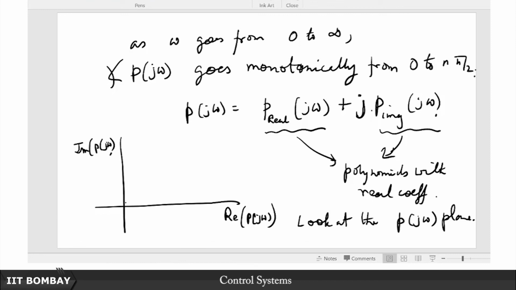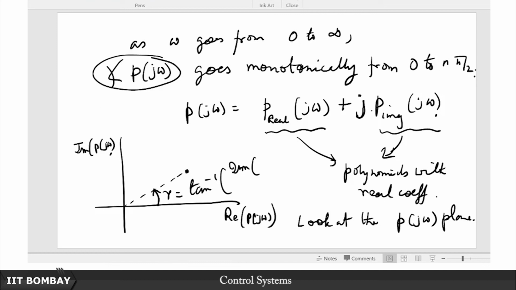Now if I want to find out this phase for a particular omega, what do I have to do? I have to just take this omega here, and what is the phase? The phase is nothing but this angle, no? And this angle, what should I call it? Some gamma is equal to nothing but tan inverse of the imaginary part over the real part. I have already given it a name, so let me use that nomenclature. So this is nothing but P imaginary (j omega) upon P real (j omega). Actually I can get rid of this j.